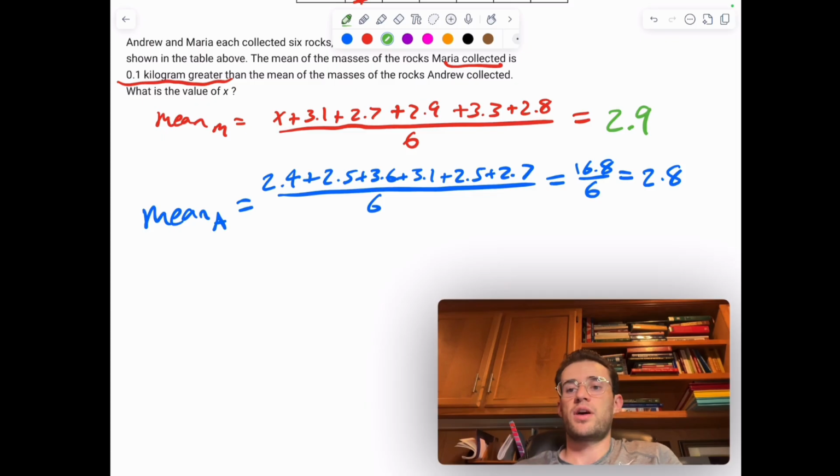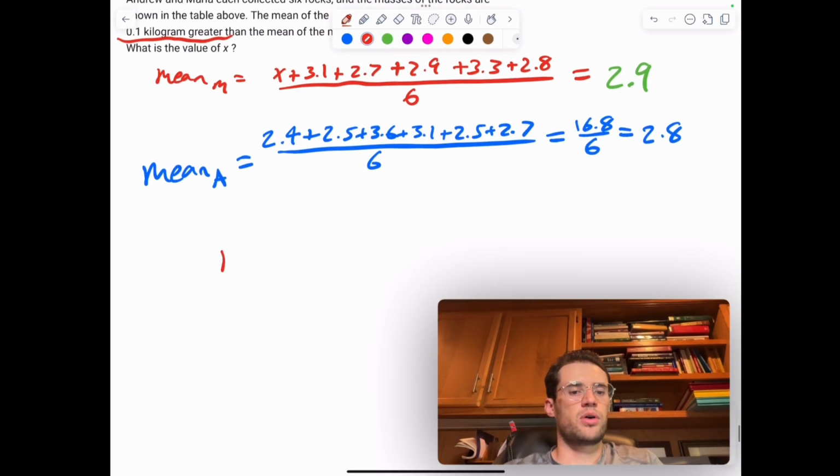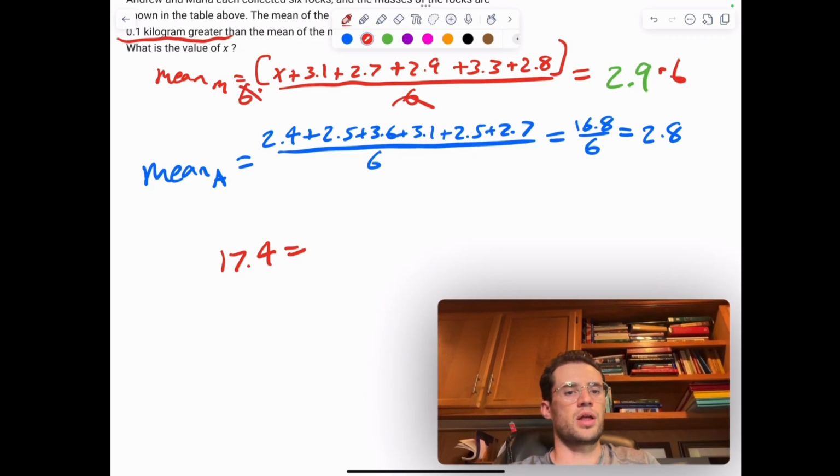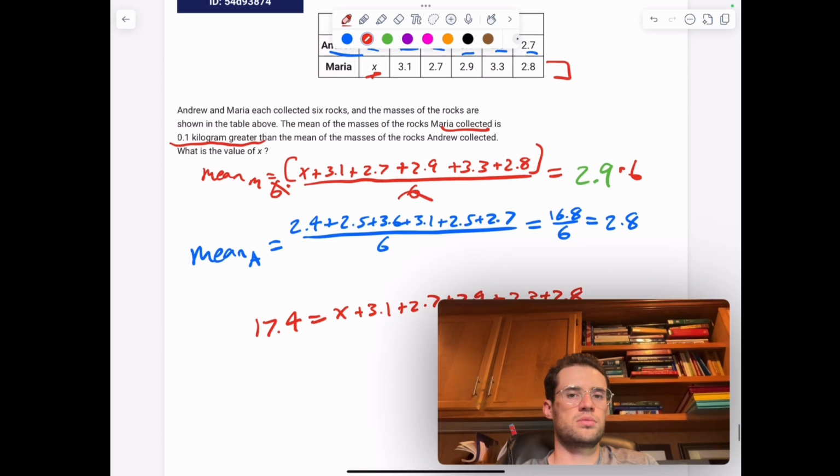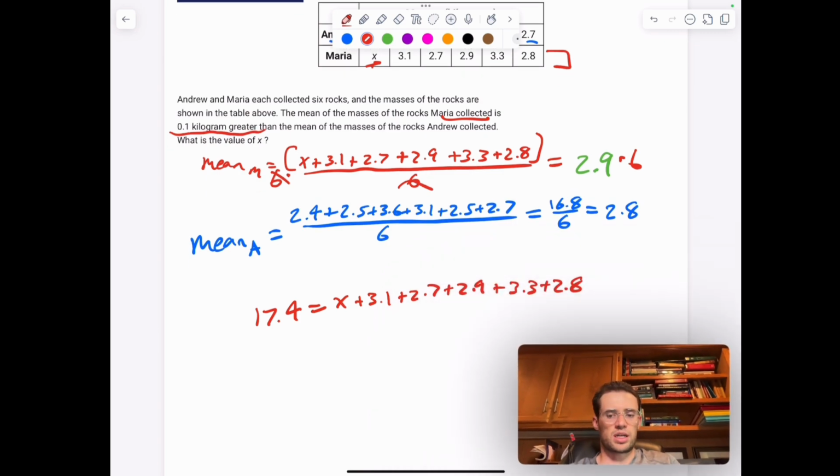And now if you want to find the total of Maria's, then you just multiply it by 6. So 2.9 times 6 gives us 17.4. So 17.4 is equal to, right, this numerator here. I basically just multiply both of these sides by 6, if that helps you. So we get 17.4 is equal to x plus 3.1 plus 2.7 plus 2.9 plus 3.3 plus 2.8. Again, I'm taking these values from here, just adding up all Maria's. I'm going to shrink it down so I have a little more space.